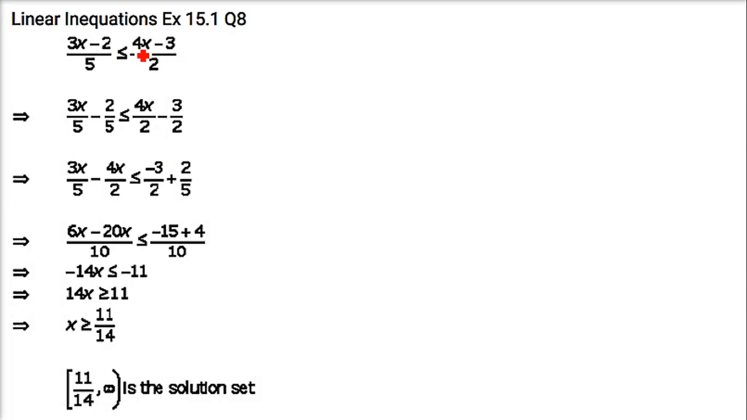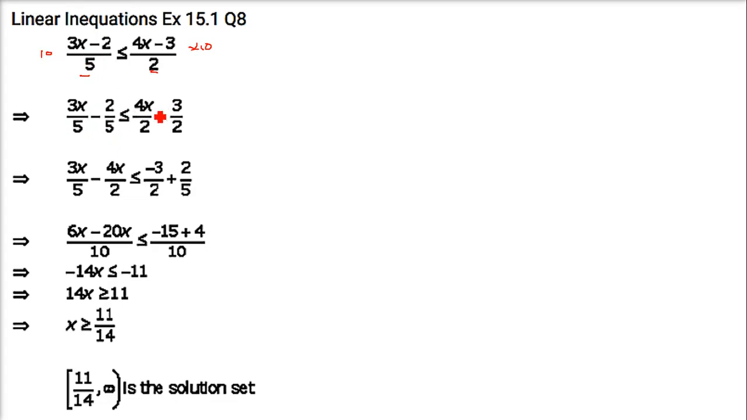Now 3x minus 2 by 5 less than or equal to 4x minus 3 by 2. Now there are two methods. The best method is to take the LCM of these two, 5 and 2, and multiply both sides. Multiply this by 10 and this by 10. Or you can do it in the way which is explained here.